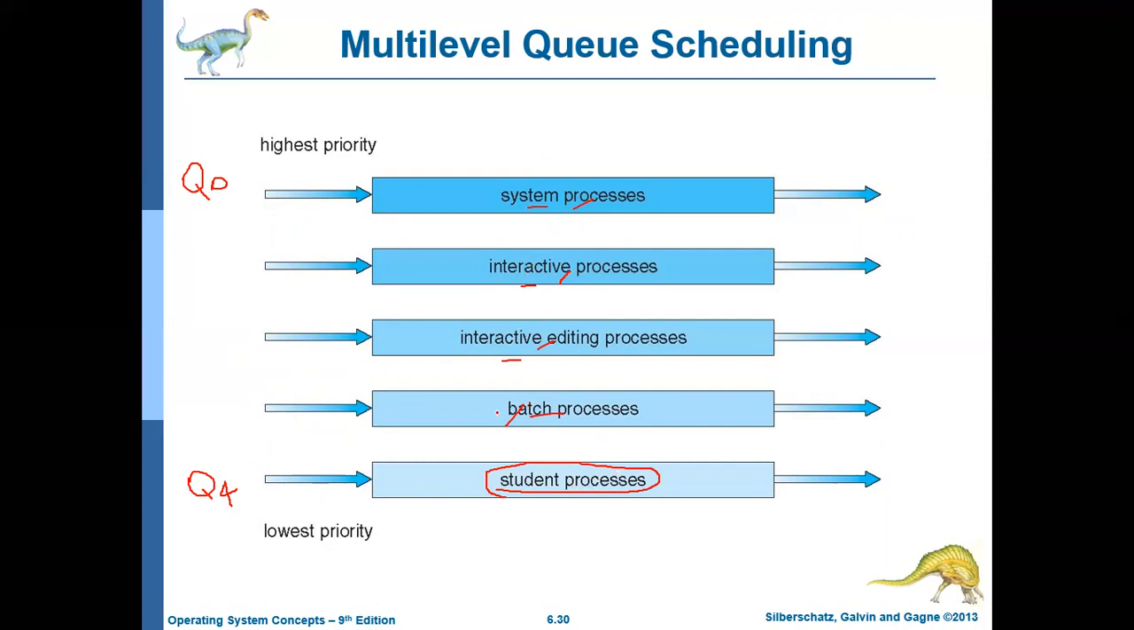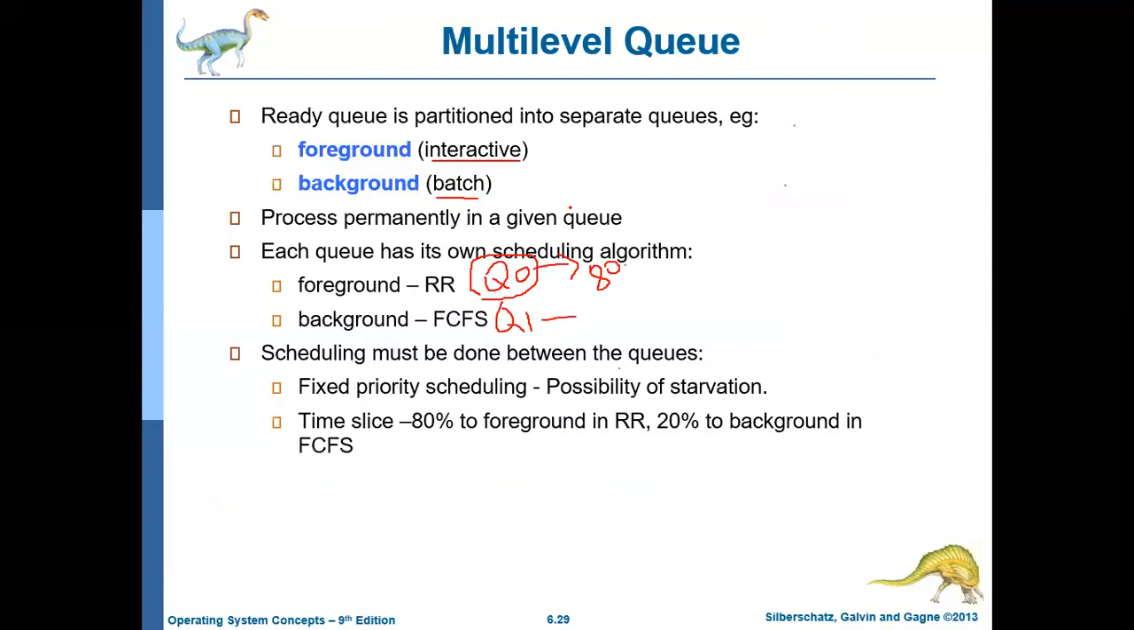Similarly, the job in the batch process will execute only if there are no jobs in the system process queue, interactive process queue, or interactive editing process queue. Similarly, the jobs in the interactive editing process queue will execute only if there are no jobs in the interactive process queue or in the system process queue. Similarly, the jobs in the interactive process queue will be executed only if there are no jobs in the system process queue. So this is the case if you follow fixed priority scheduling.